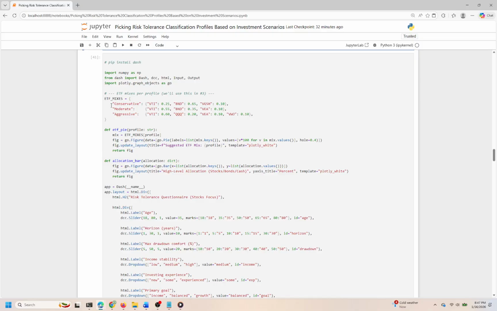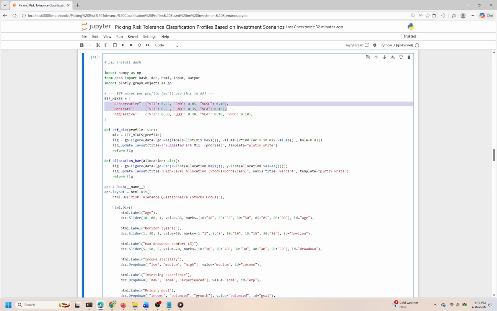The application begins by defining a few key pieces: a dictionary called ETF mixes that outlines 3 distinct investment profiles: conservative, moderate, and aggressive. Each profile specifies a particular mix of exchange-traded funds. This allows us to tailor recommendations based on risk tolerance.